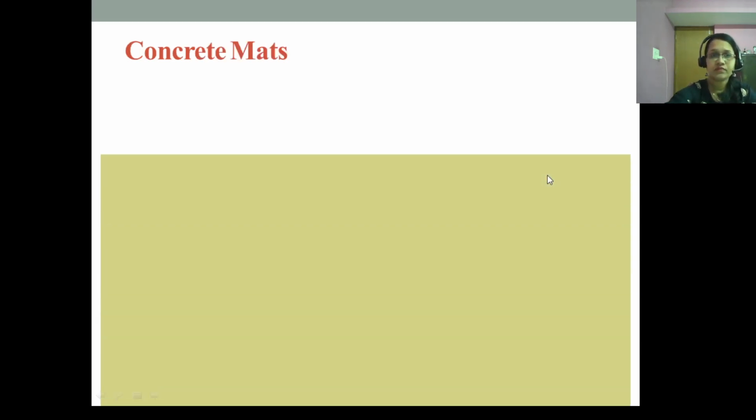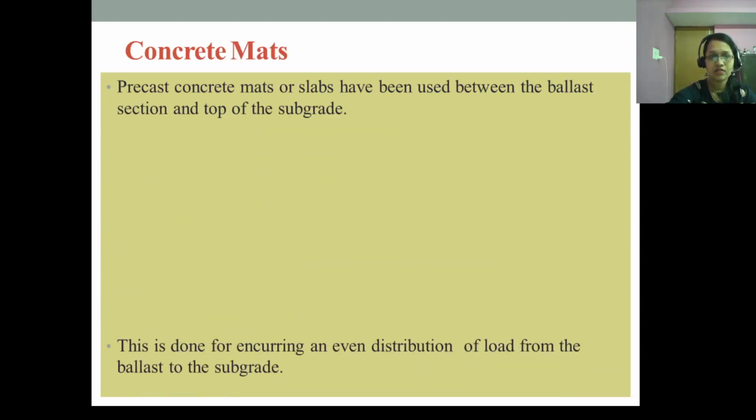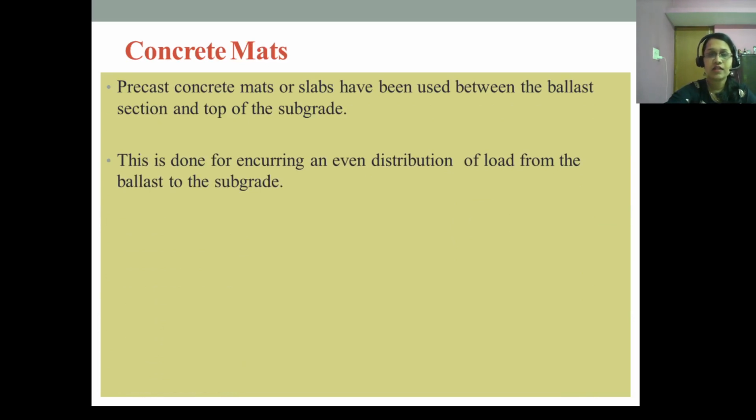Then we have concrete mats. Precast concrete mats or slabs have been used between the ballast section and the top of the subgrade. This is done for ensuring an even distribution of load from the ballast to the subgrade. So with this I come to the end of this lecture.